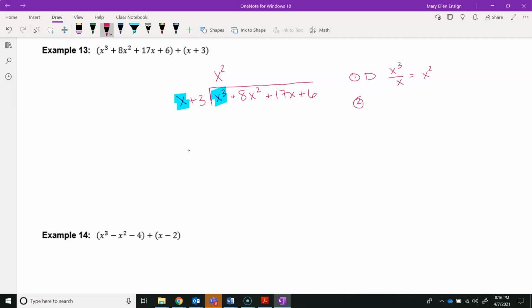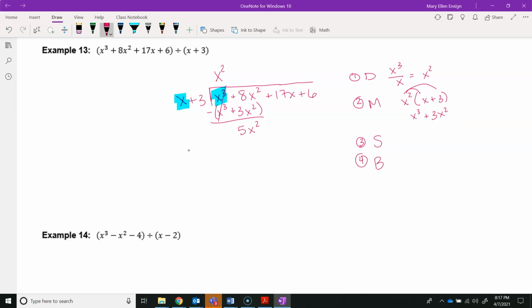Next, we multiply. So I'm going to multiply part of our answer, our quotient there, times my divisor. So I would get x cubed plus 3x squared. So that will go underneath here. Then I will subtract. x cubed minus x cubed cancels out. 8x squared minus 3x squared, 8 minus 3 is 5. Nothing too tricky there. So I have that, and then I bring down.